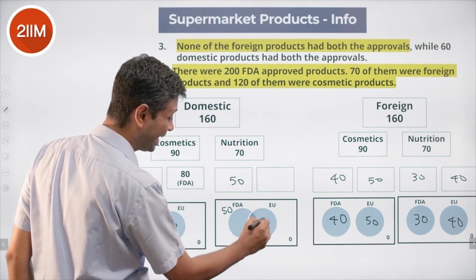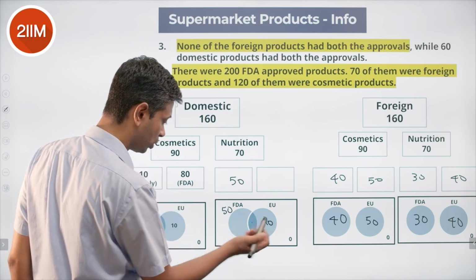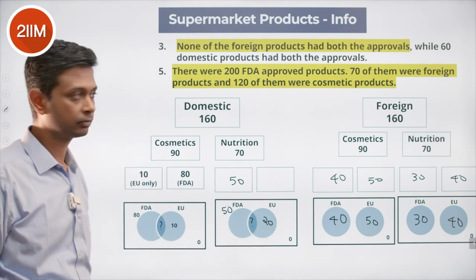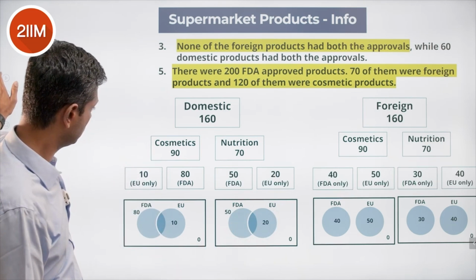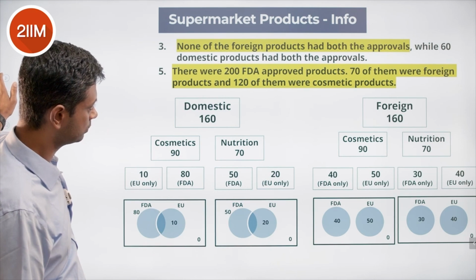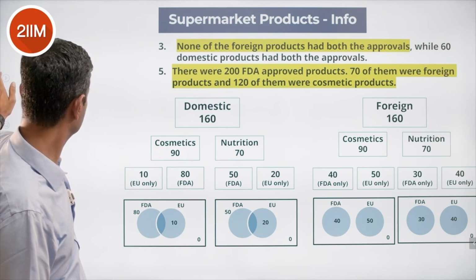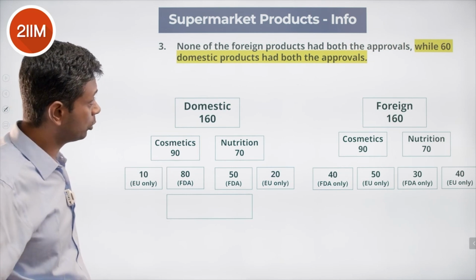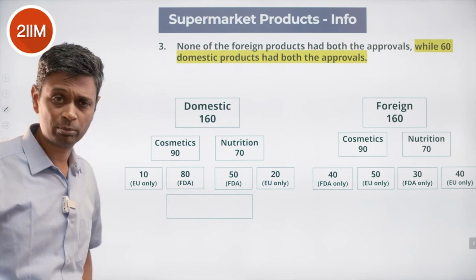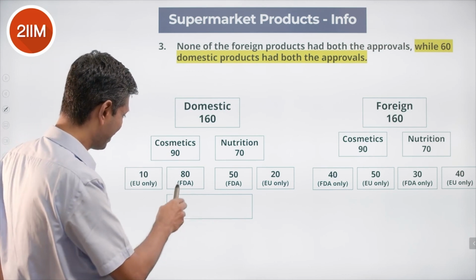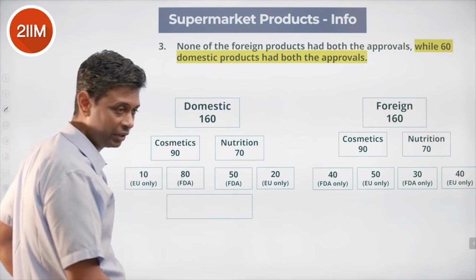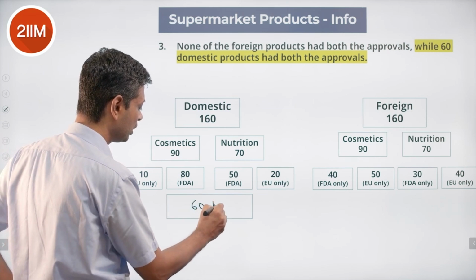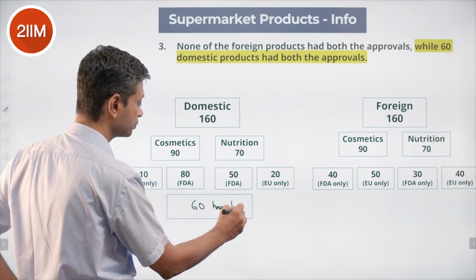Nutrition is 70. EU only should be 20. You still don't know this number. You'll have to come back to it. Right. None of the foreign products had both approvals, while 60 domestic products had both approvals. Fine. So this FDA of 80 and FDA of 50 in this, within this 60 have both.